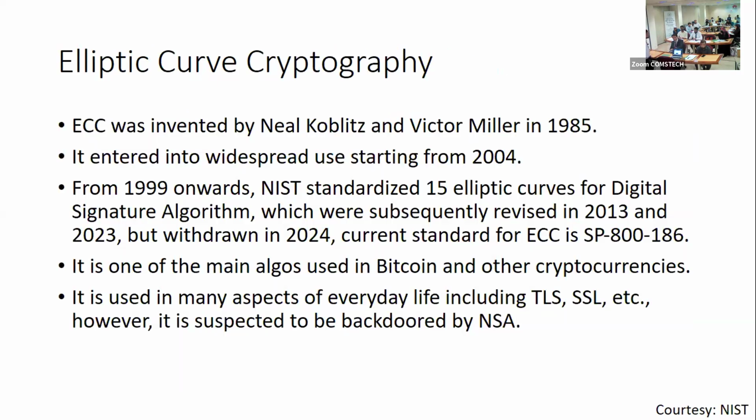Similarly, there's a third type of asymmetric cipher, which is called elliptic curve cryptography. I'm not going to go into details of that, but Neal Koblitz and Victor Miller invented it in 1985. And this is not just one elliptic curve. There are a lot of elliptic curves, and some of those have been selected to be used as encryption ciphers. This came into standardization in 1999 by NIST, and they picked 15 elliptic curves for the digital signature algorithm. Okay, and this has been used everywhere: TLS, SSL, everywhere. And a lot of people suspect that the NSA has backdoored it.